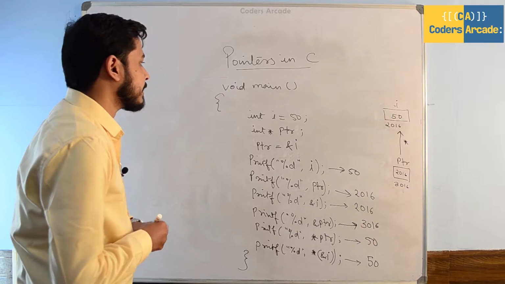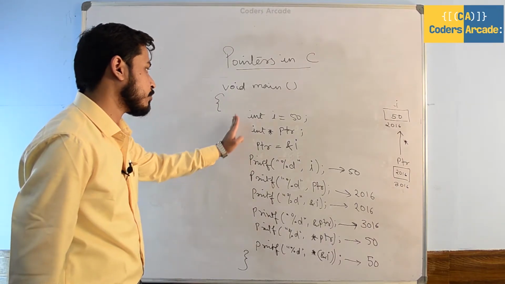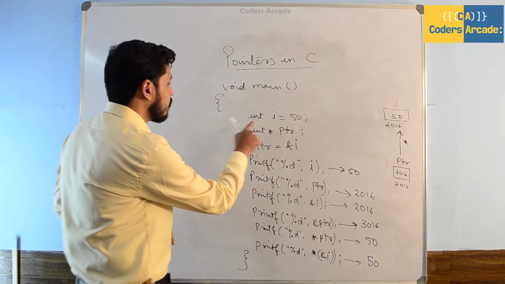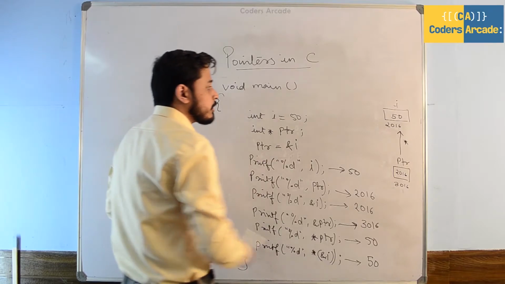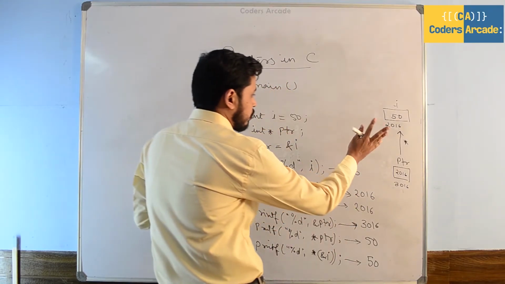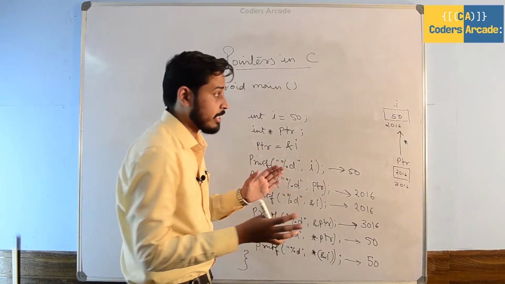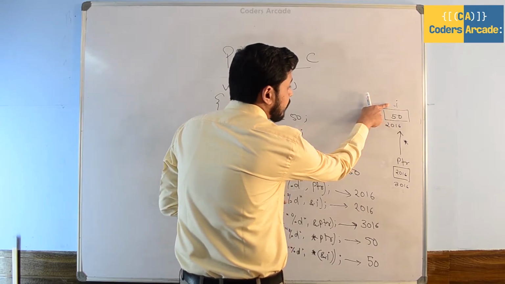So this is a small example about pointers. I hope you have understood this. What we have done here is, let me tell you, first we initialized the value of I as 50. So in the computer, it created a memory location as 2016, or any address you can say. 50 is the value of this particular memory location I.